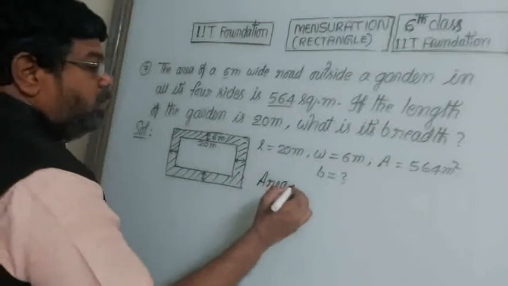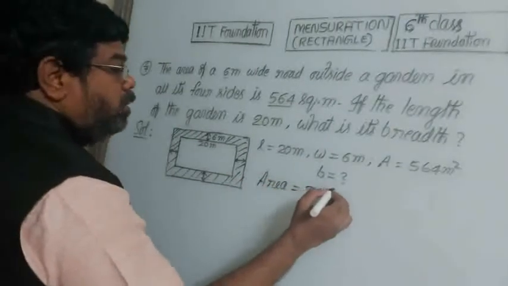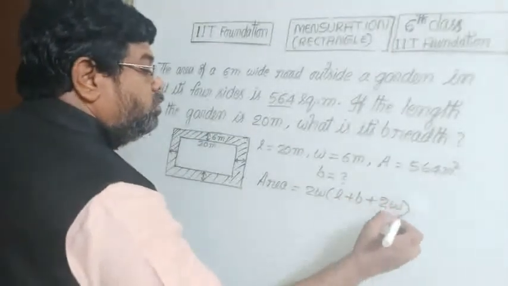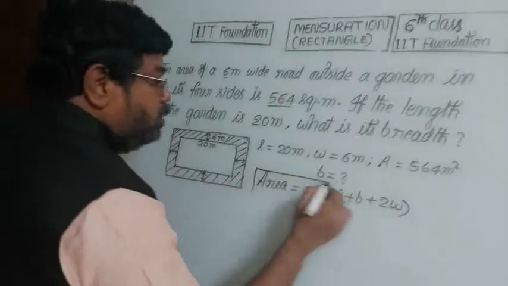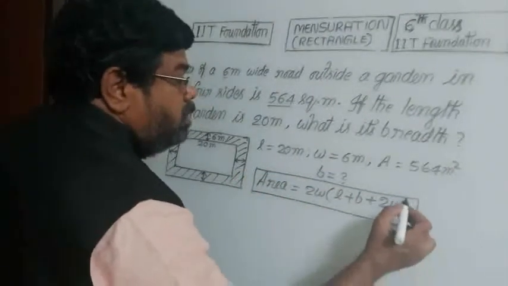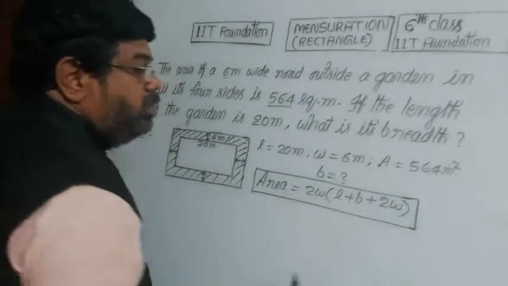So what is the area? Area equal to 2W into (L plus B plus 2W). That we know, that we discussed in the last class. I told you to remember this well, to learn it by heart. These are key points. The more command you have on these key points, the easier you can do it.